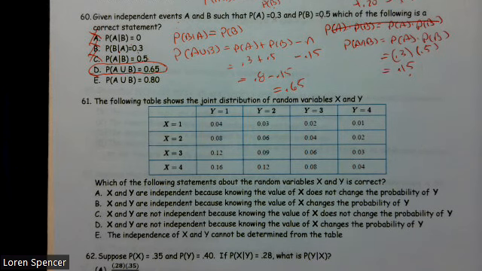So the following table shows the joint distribution of random variables x and y. Which of the following statements about random variables x and y is correct? X and y are independent. Oh, so they're asking us about independence.